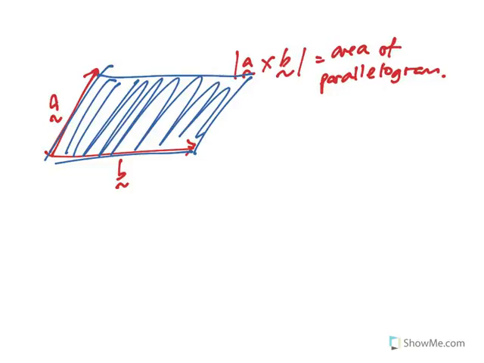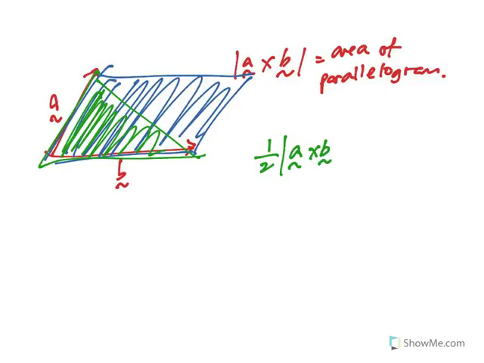What about area of triangle? Let's say if I want to find the green color portion: half of A cross B. This one is the area of a triangle, the one in green. I don't call it times. We call it vector cross product.